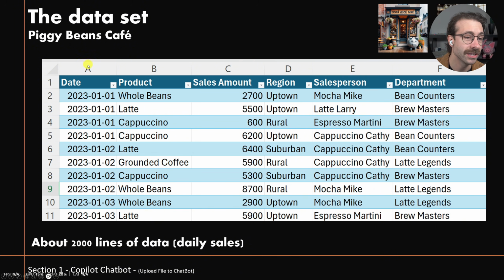So we have the date in column A. Very important that your formatting is right. Column B, we have the product. So we sell the whole beans, the latte, the cappuccino. Column C, we have our sales amount. In column D, we sell into different regions, so uptown, rural, suburban, etc. And then in column E, we have our salesperson. My favorite person is Cappuccino Catty. And then in column F, we have the different department. Okay, and all of this we're going to use, and I'm going to show you through this whole presentation what you can do with this data.